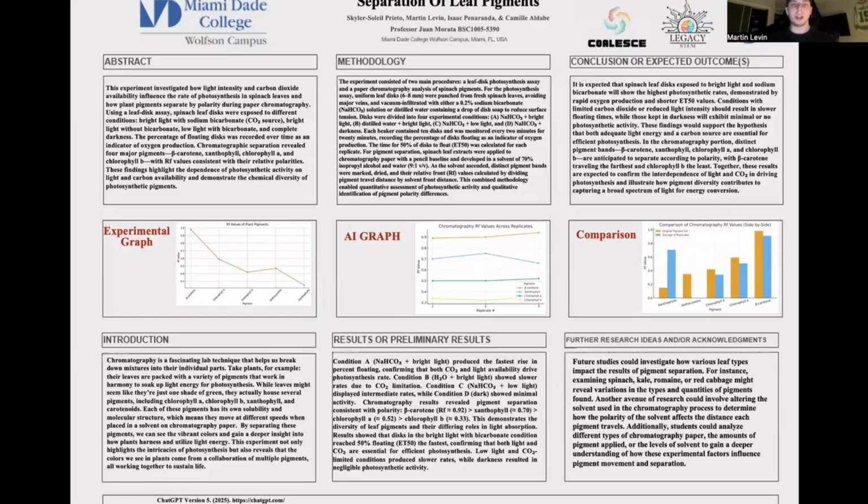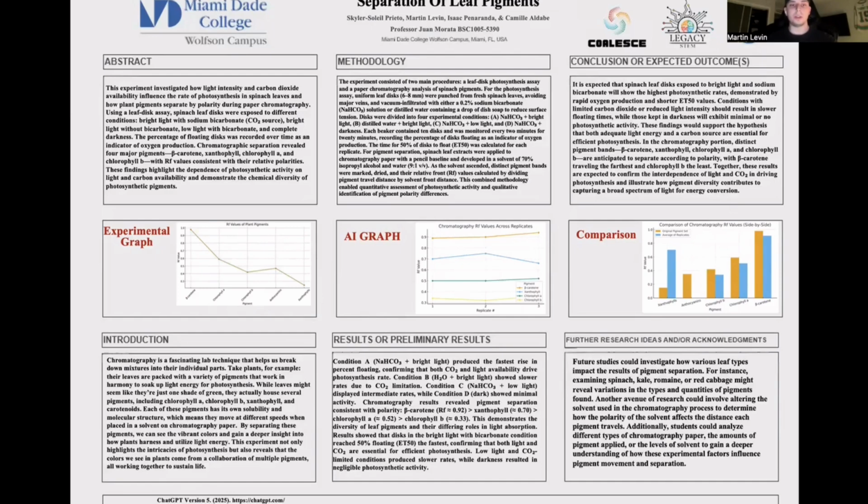This experiment investigated how light intensity and carbon dioxide availability influence the rate of photosynthesis in spinach leaves, and how plant pigments separate by polarity during paper chromatography. Using a leaf disc assay, spinach leaf discs were exposed to different conditions: bright light with sodium bicarbonate, bright light without bicarbonate, low light with bicarbonate, and complete darkness. The percentage of floating discs was recorded over time as an indicator of oxygen production.